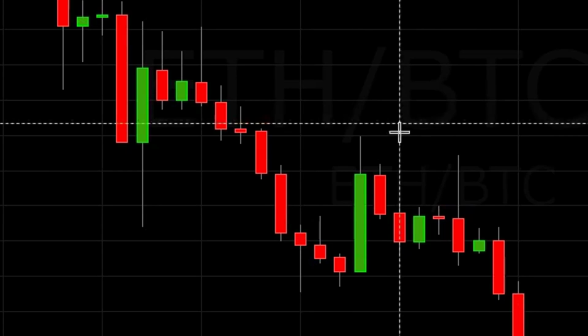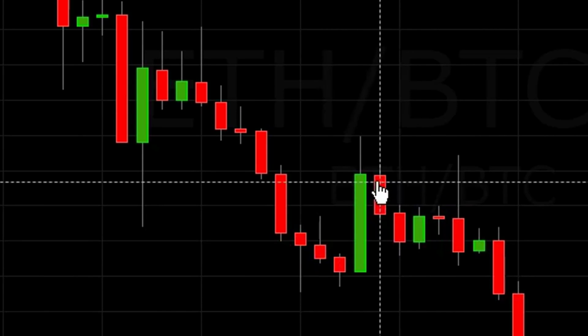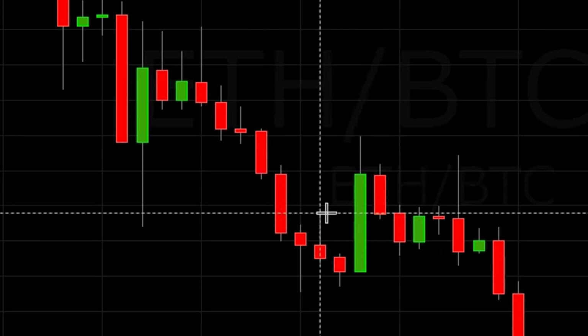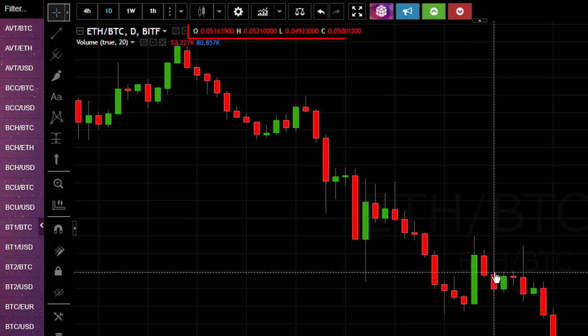You don't have to use this crosshair and wave over specific points to find out what the open, high, low or close price was. Coinigy will display this for you. All you have to do is just hover over any candle and then the OHLC numbers are displayed at the top here.